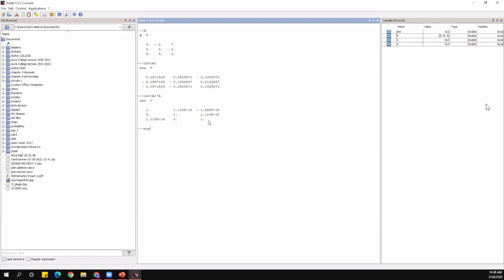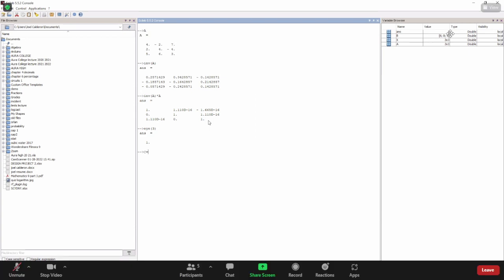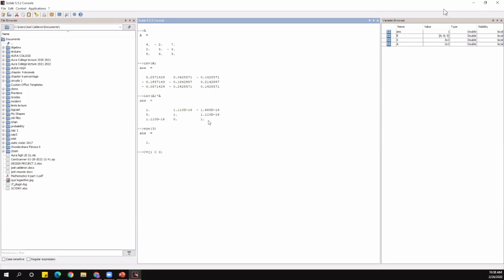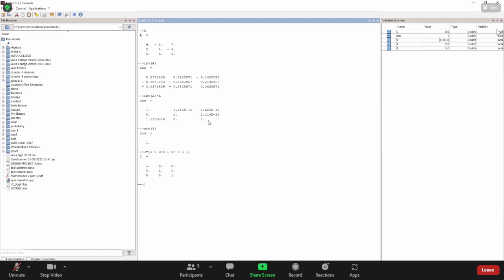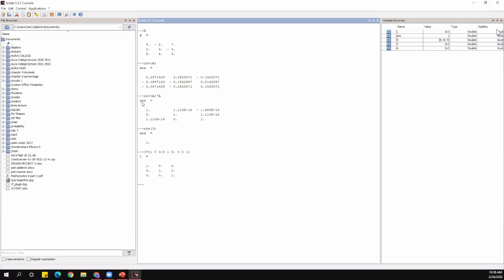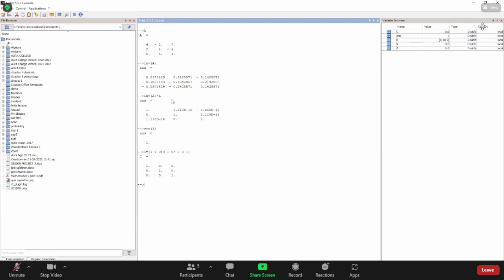Kailangan ko gumagana to. Ang dapat na sagot mo dyan, ganito. Ganyan dapat yung itsura. Kaya lang, hindi siya nagtugma dahil masyado maliit naman to, times 10 to the negative 16, dahil sa rounding off. Are we clear? Good na?